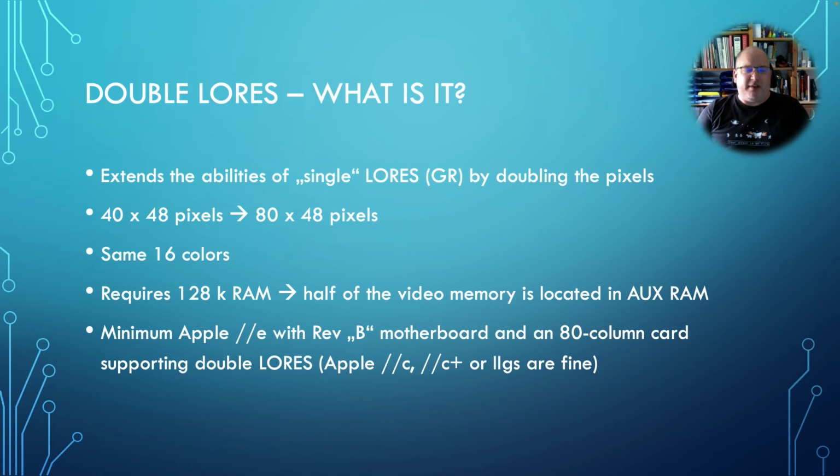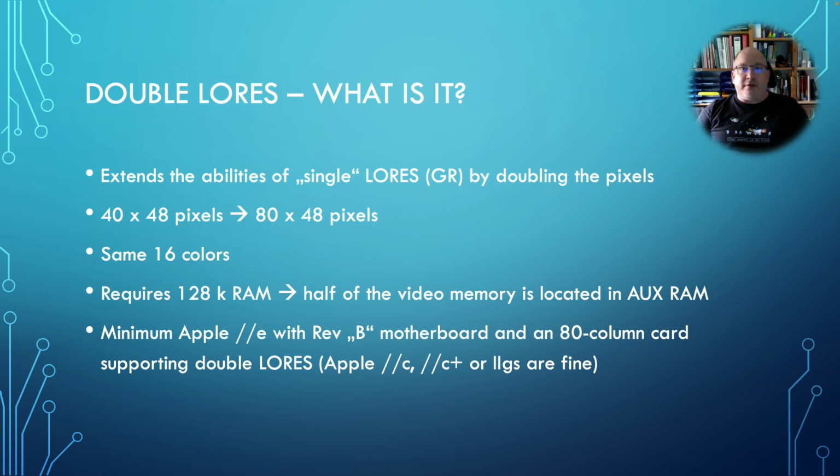What is double low-res? Double low-res extends the abilities of single low-res mode GR by doubling the number of available pixels. Normally you have 40 pixels in X direction, 48 pixels in Y direction. So we are doubling the number of pixels in the X direction, and we get 80 times 48 pixels for your graphics. The 16 low-res colors stay the same. So you also have 16 colors.